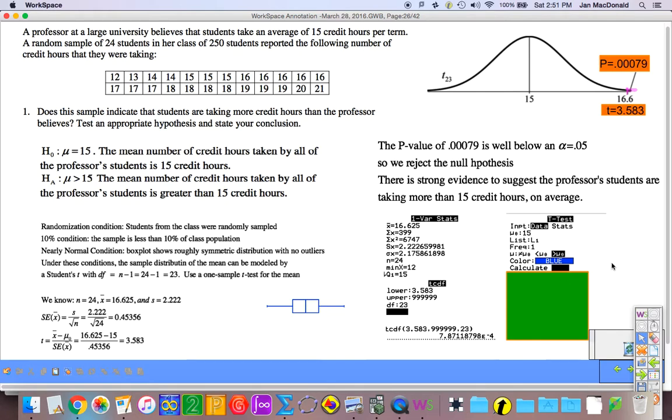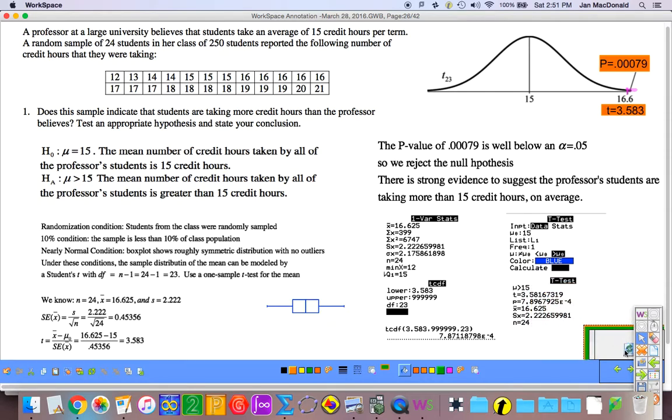What we should get should confirm the mechanics that we have just completed. So let's take a look. The t-score according to the calculator is 3.582, which is very, very close to our t-score. The p-value according to the calculator is 7.896 times 10 to the negative fourth, which again is extremely close to what we got.